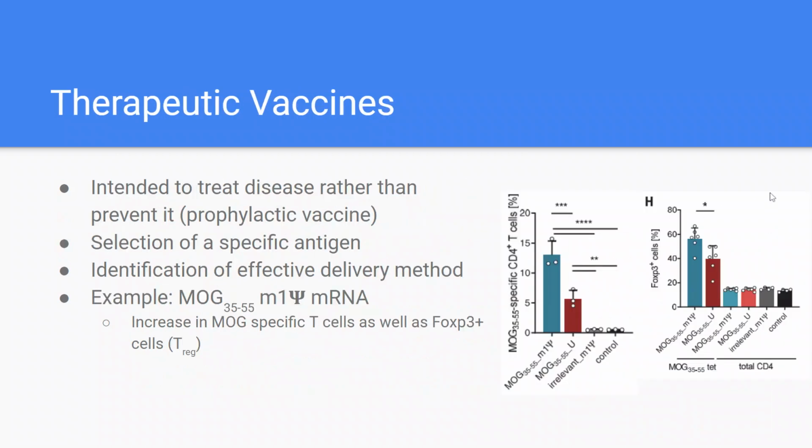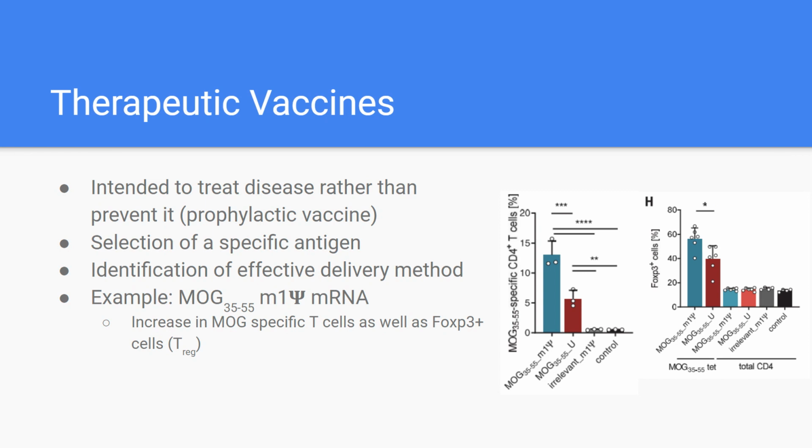One that I wanted to talk about is therapeutic vaccines. A therapeutic vaccine is intended to treat a disease rather than prevent it, which would be a prophylactic vaccine. And that makes sense for autoimmune disorders because they're often present at birth, but they don't present themselves for many years down the road. Producing a therapeutic vaccine involves the selection of a specific antigen and also identifying an effective delivery method.